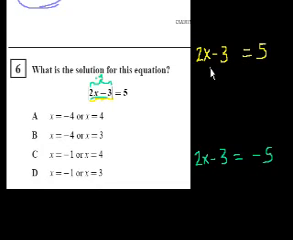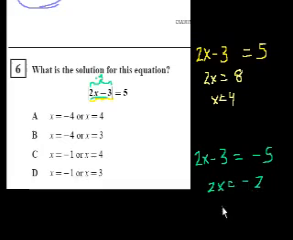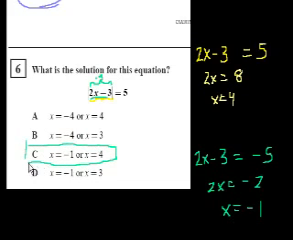If you add 3 to both sides of this one, you get 2x is equal to 8. X is equal to 4. On the second one, you add 3 to both sides. You get 2x is equal to minus 5 plus 3 is minus 2. X is equal to minus 2 divided by 2 is negative 1. So x could be equal to 4, or x could be equal to negative 1. And that is choice C. X is negative 1, or x is equal to 4.